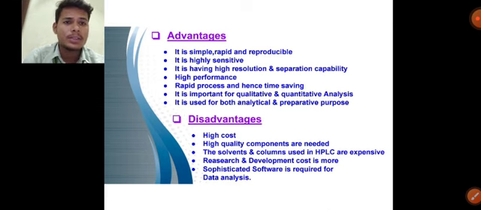The disadvantages of chromatography: high cost, high quality components are needed. The solvents and columns used in HPLC are expensive. Research and development cost is more. Safe and secure software is required for data analysis.